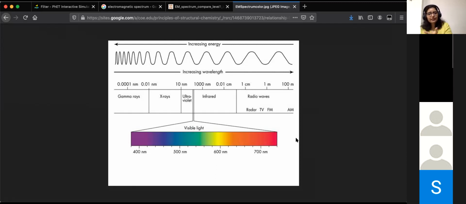Then beyond 700, greater than 700, lower in energy, you have infrared. This is what contributes to temperature. In fact, that's how infrared rays were discovered. They were discovered by Newton.